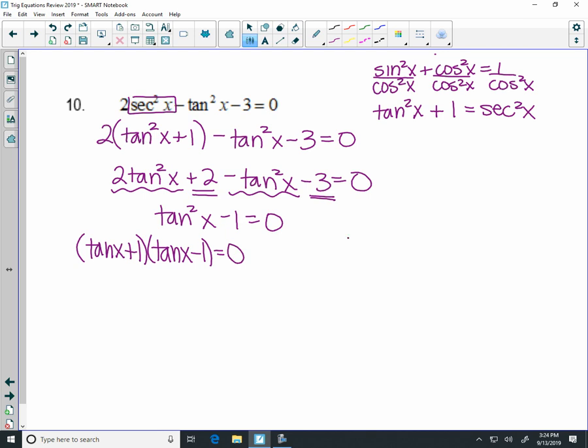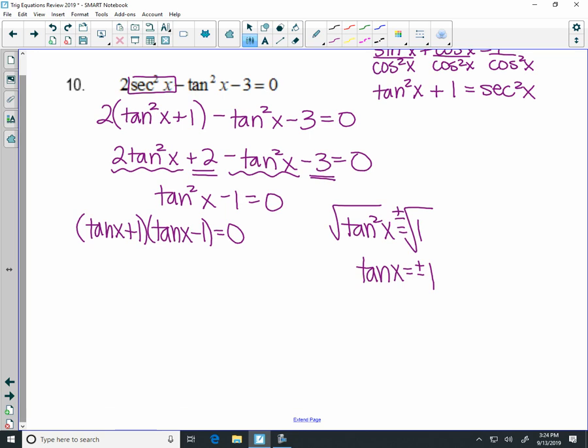So you can add the 1 over and get tangent squared of x equals 1, and take the square root. Just have to remember when you take that square root, you need that plus and minus. You don't have to worry about remembering that if you factor the difference of squares. That plus and minus is built in. Okay, so what do I have? Well, I have tangent of x equals 1 and negative 1. And I have plus minus, so I know I'm going to need 4 solutions.